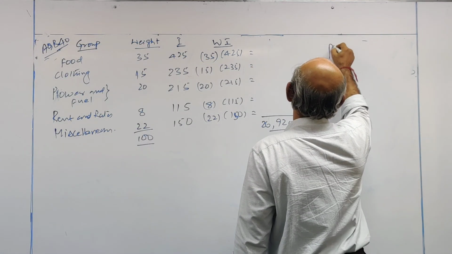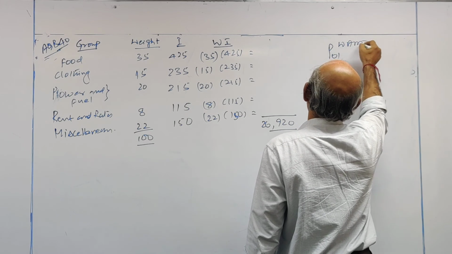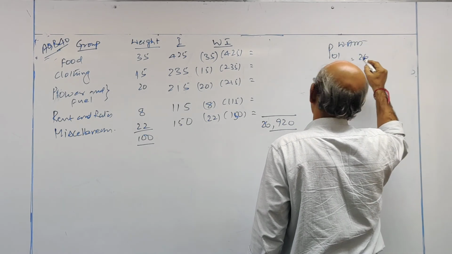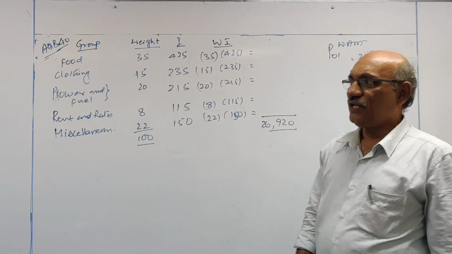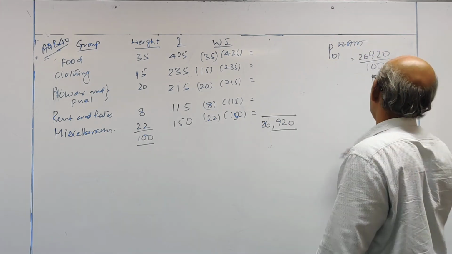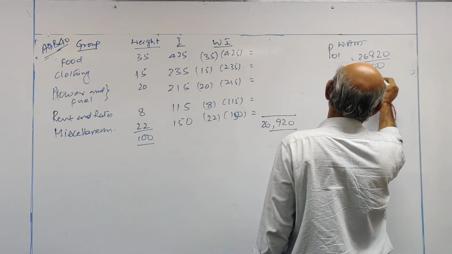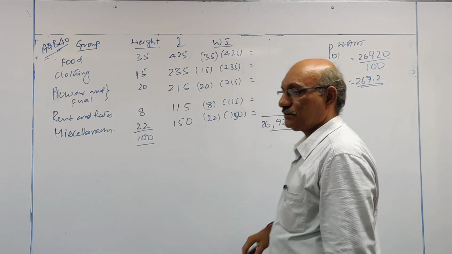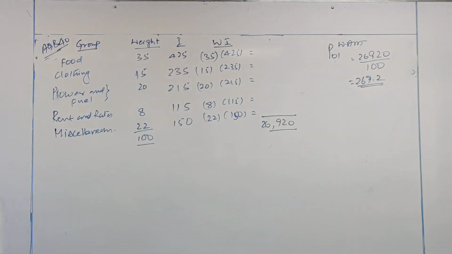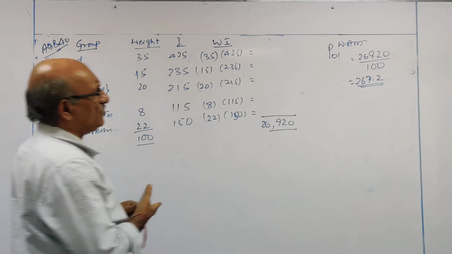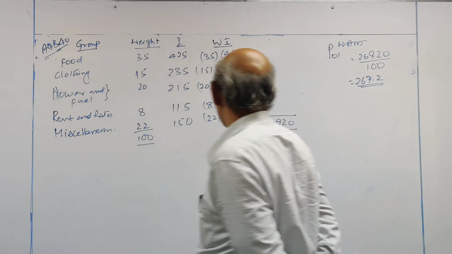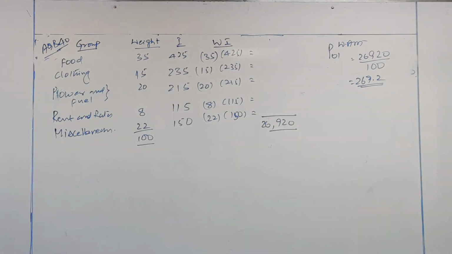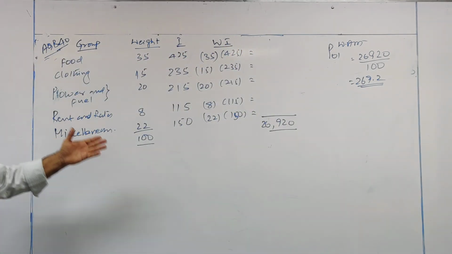So, price index number by weighted arithmetic mean: 26,920 divided by 100, which is 269.2. 269.2 is the index number. Okay, note down the solution.